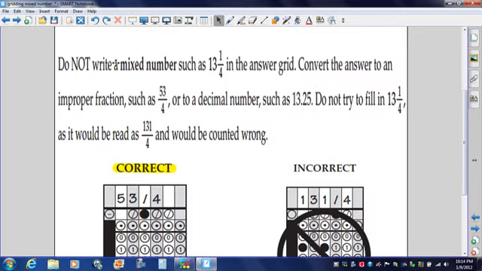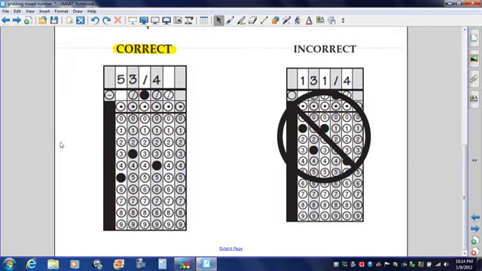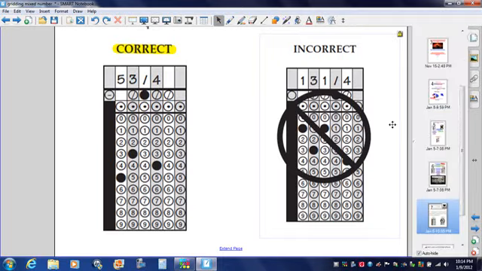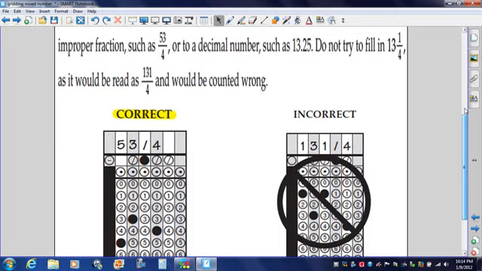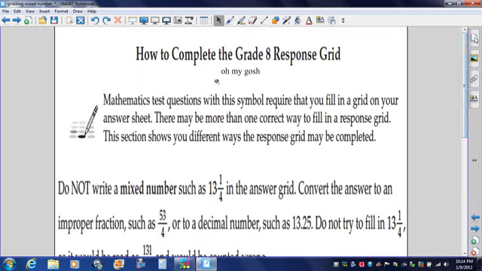They clearly tell you right there in the front of your FCAT book, if you have 13 1/4, change it to 53/4, change it to an improper fraction. They show you a picture of it, and they show you the incorrect way. So no reason why you should make silly mistakes on the grids. If you forget how to grid them, look at the front of your FCAT test booklet.